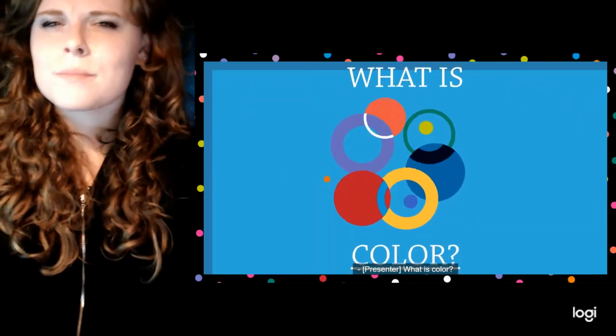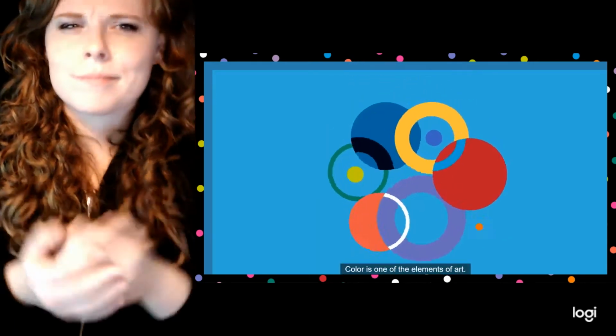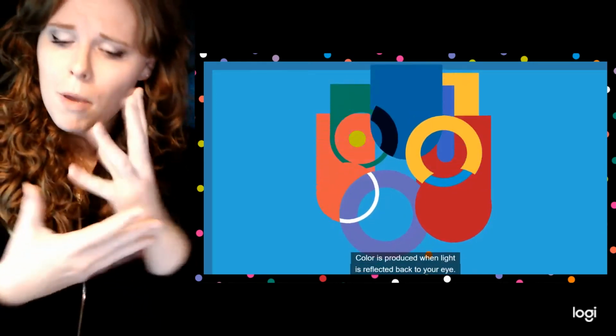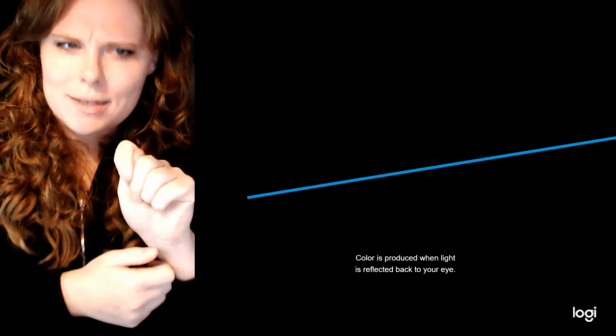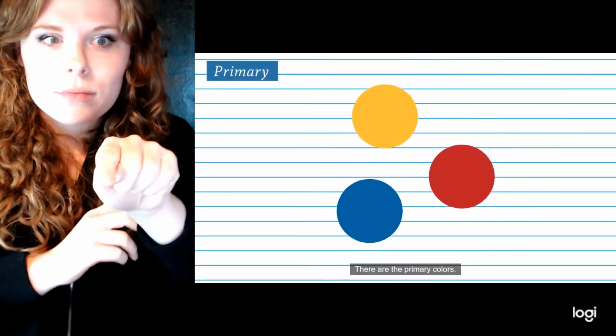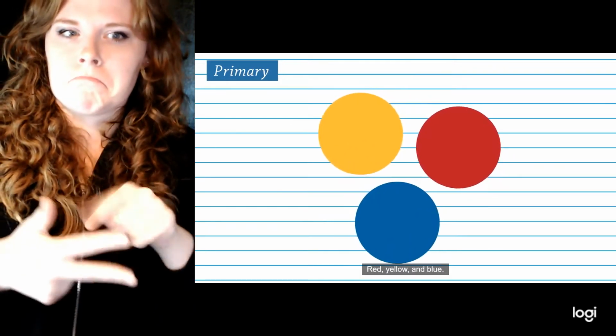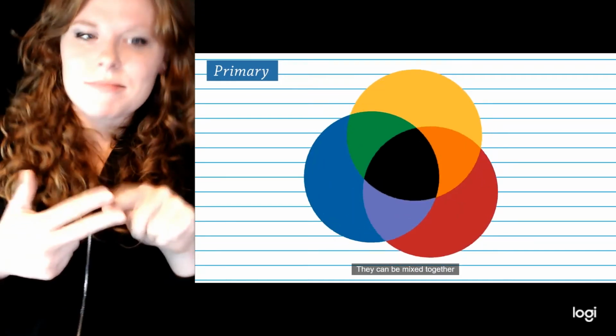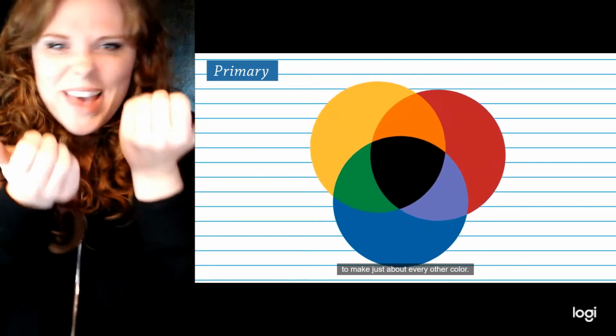What is color? Color is one of the elements of art. Color is produced when light is reflected back to your eye. Now, you know the colors. There are the primary colors, red, yellow, and blue. They can be mixed together to make just about every other color.